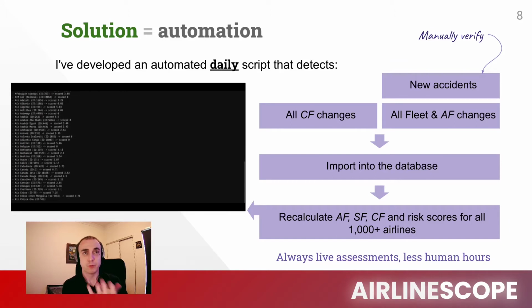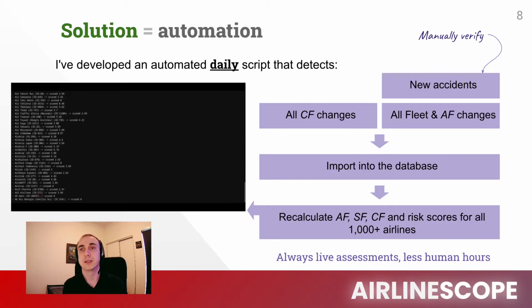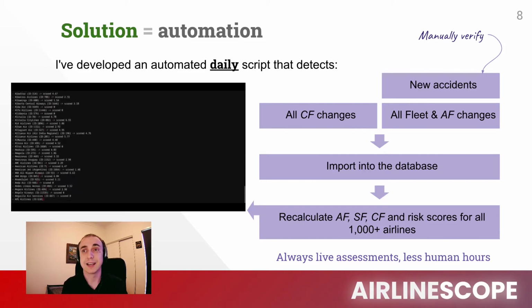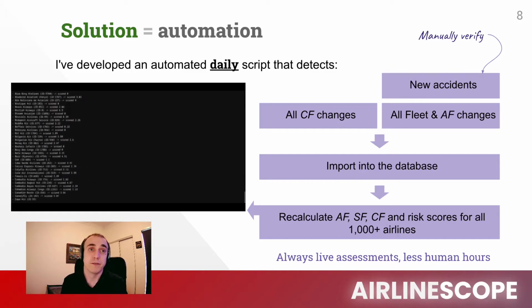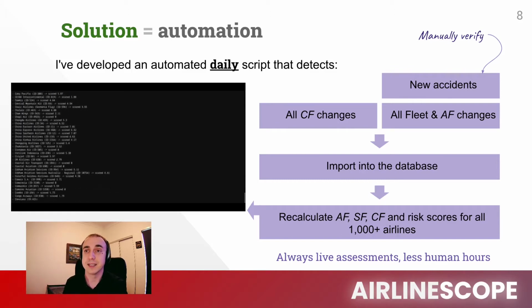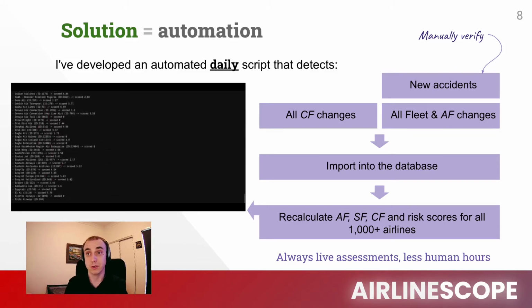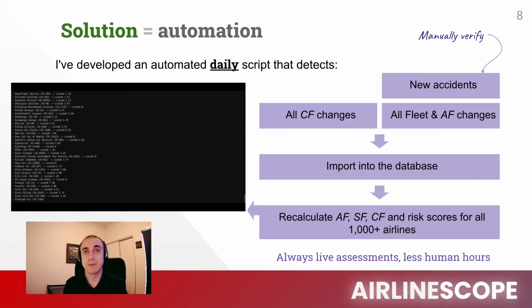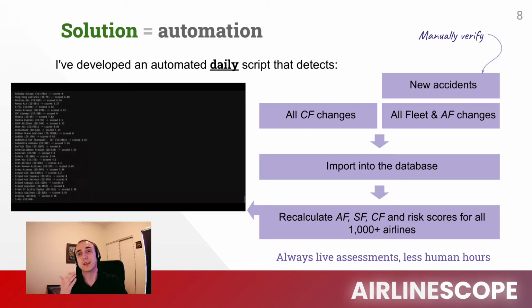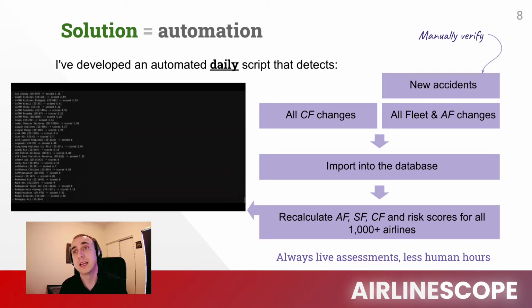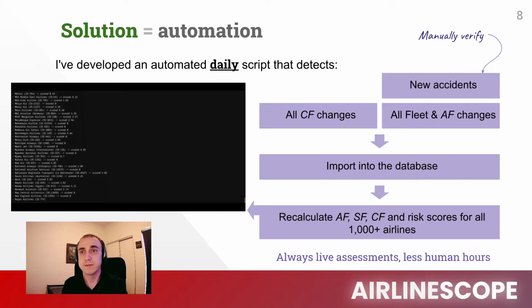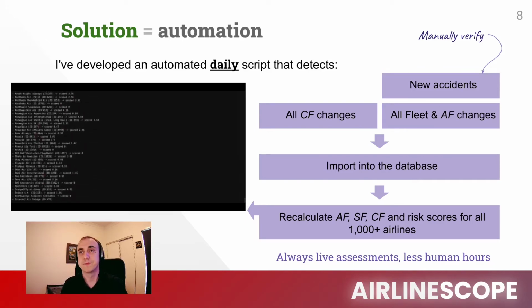I've written a daily script, took about a year to develop. It goes out onto the internet, it looks at all my sources, it detects any changes, imports the data into my database, and recalculates the risk score for every airline in my system, and it does that every single day. The benefit of this is that I could have 1,000 airlines, I could have 10,000 airlines, it doesn't matter, it's all automated. The only thing I need to keep an eye on, because I can't write an algorithm for it, is accidents. I need to go and make sure what severity each accident is every morning, so that's what I'm mostly focusing on every morning, and that allows me to have live assessments, which I'm quite proud of.